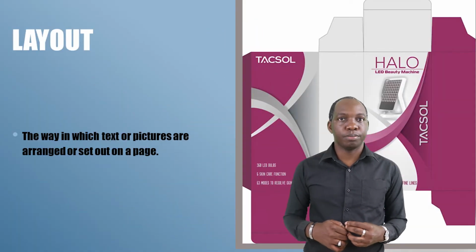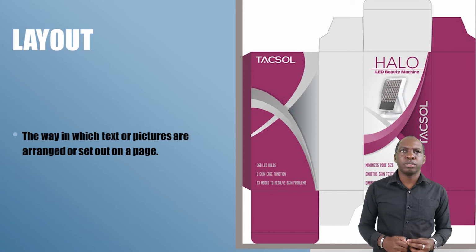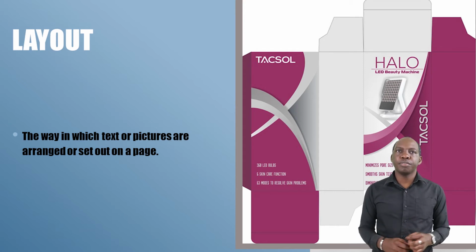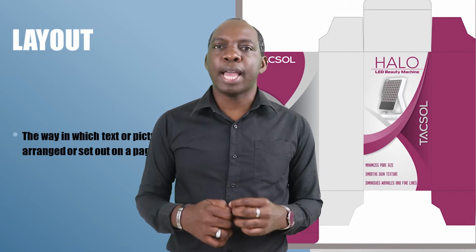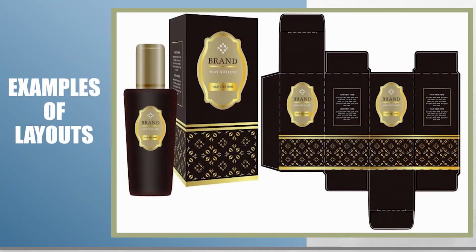that we're designing this product and we need this type of packaging for that product, then the next step comes: the layout. Now, the layout is the way in which the text, the pictures, and the illustrations are set out on the page. Now, the layout will be affected by the actual product, the shape of the product, and the shape of the packaging that the product will go into.